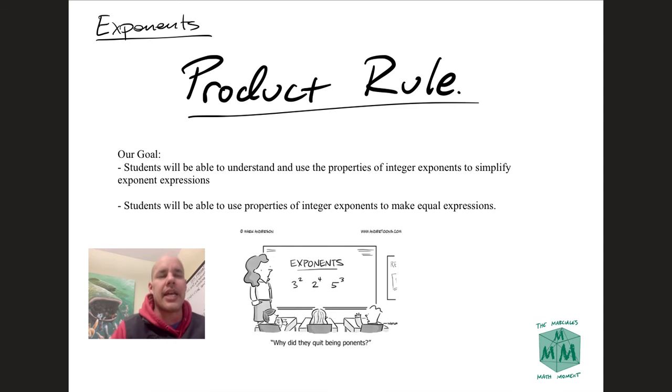All right, welcome back. Today we're going to continue our discussion on exponents. Now we're talking about the product rule. We'll learn what that means in a second. Our goal is for students to be able to understand and use the properties of integer exponents to simplify exponential expressions. And it also wants students to be able to use properties of integer exponents to make equivalent expressions, meaning we're going to rewrite some exponential expressions by simplifying them.